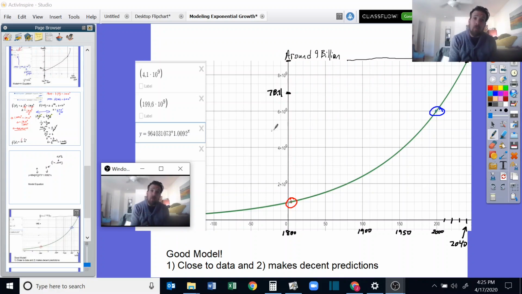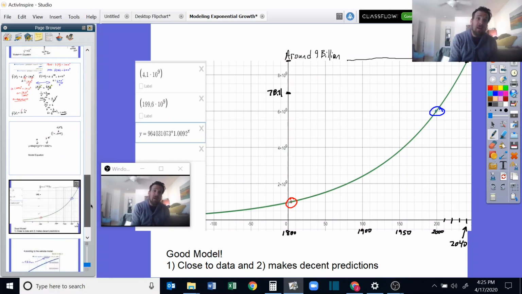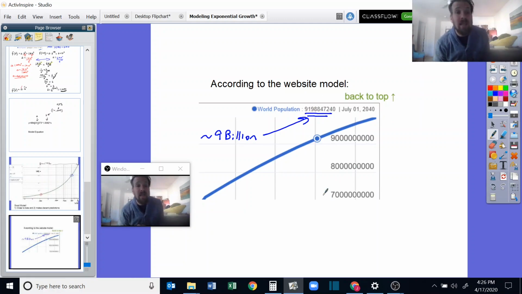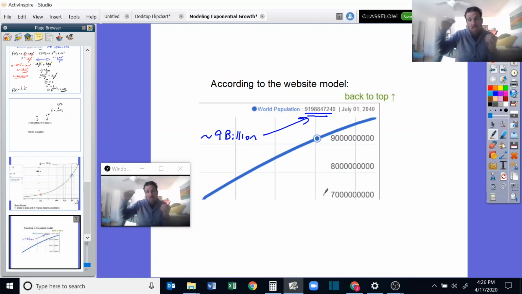That's the model that I wrote for this. Well, then I went back to that website that had the model, and sure enough, their model on the website said they're predicting that it's around 9 billion as well. And so, this model I can say is a good model because it gets really close to the data points. That's the first thing. And the second thing is that it makes good predictions. So that's how we model a graph using an exponential equation.